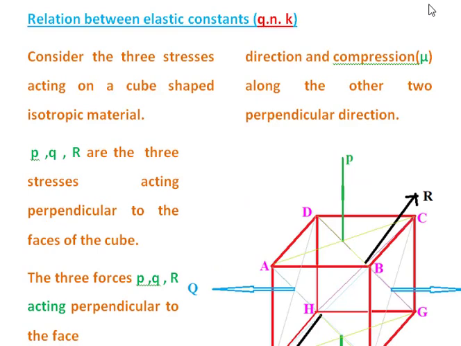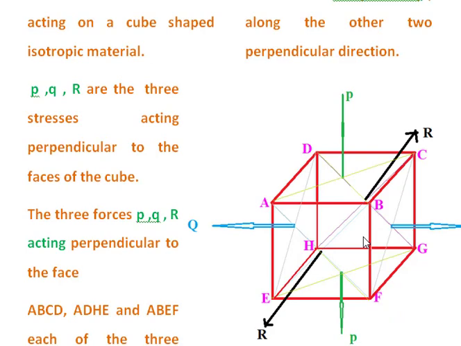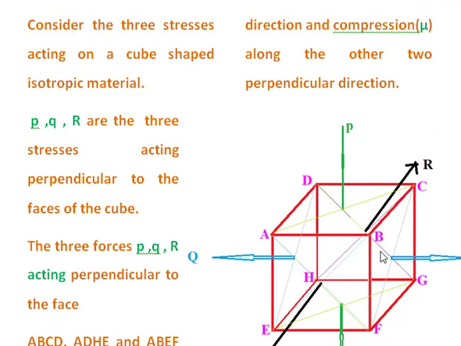Consider the three stresses. Stress means the force acting on an area. Three stresses act on a cube-shaped isotropic material. What is a cube-shaped isotropic material? It appears like a cube and is made up of isotropic, elastic material. Isotropic means if you apply a force in one direction, its effect will appear in all other directions. This type of material is known as isotropic material.